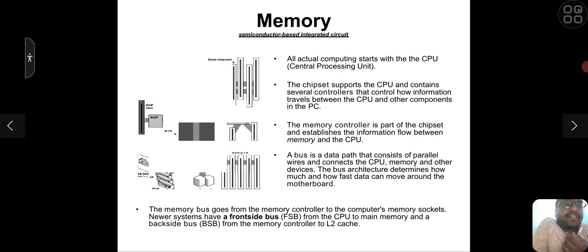The bus is a data path that consists of parallel wires and connects the CPU, memory, and other devices. The bus architecture determines how much and how fast the data can move around the motherboard. The memory bus goes from the memory controller to the computer memory sockets. Newer systems have a front side bus, the FSB, from the CPU to main memory, and a backside bus, the BSB, from the memory controller to L2 cache memory.